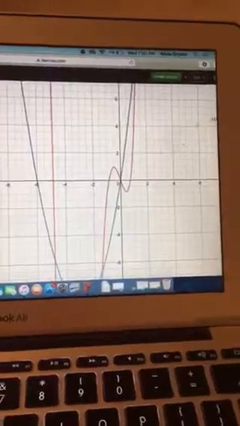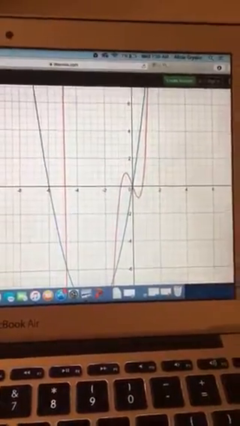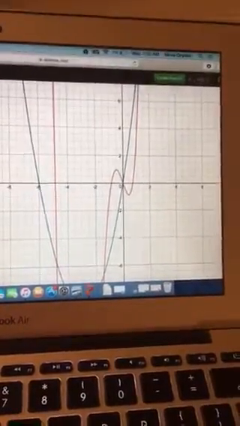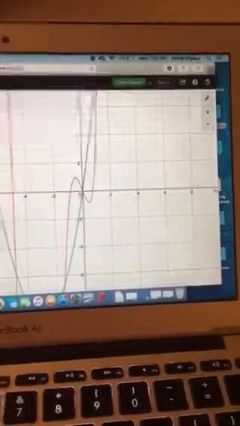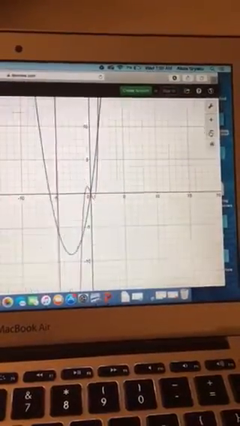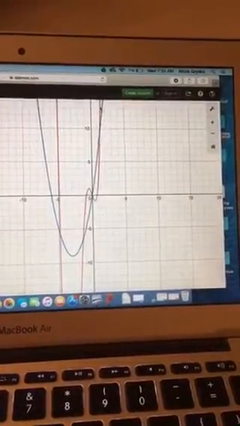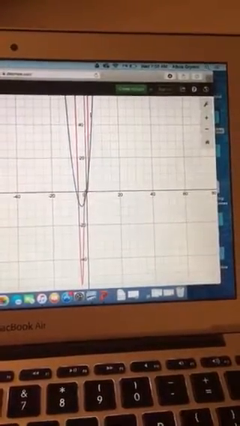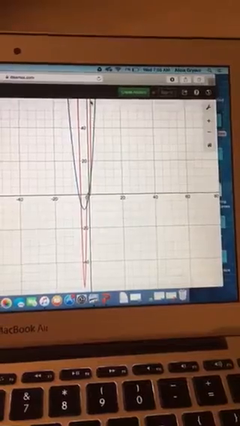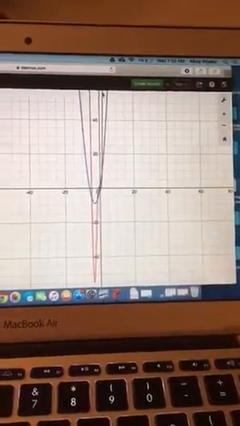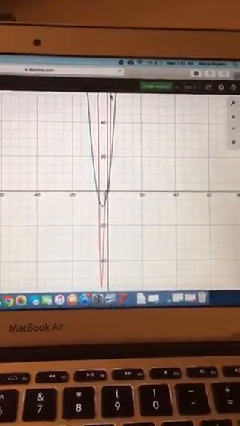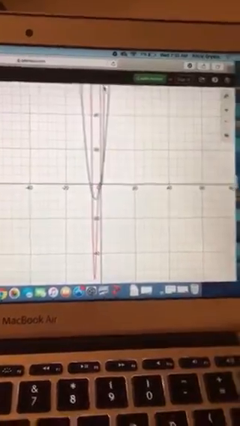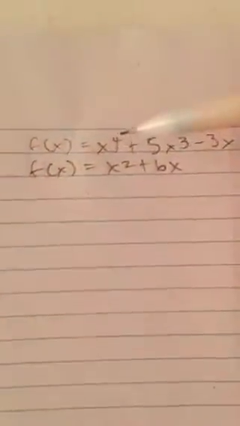But if I were to zoom out, hold on, give me one second. Having some technical difficulties. If I were to zoom out, do you see how up here the red function overtakes the blue function? It grows at a much faster rate. So the concept behind this is whatever your degree is, which is represented by your powers. So this has a degree of 4.